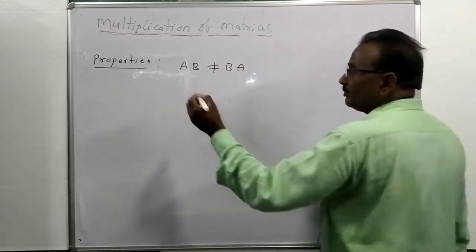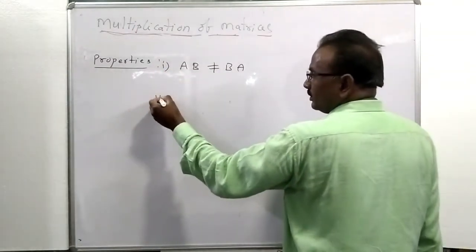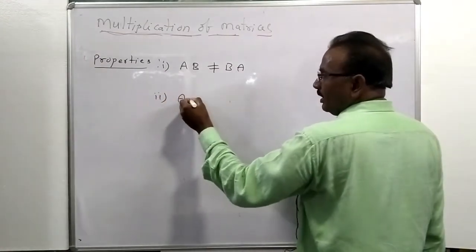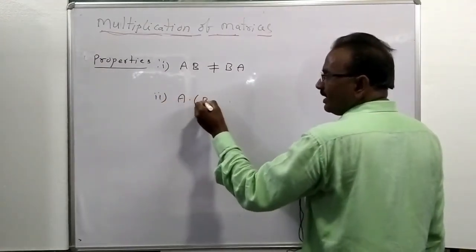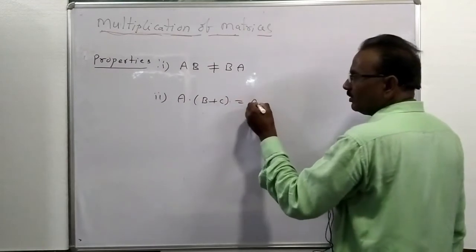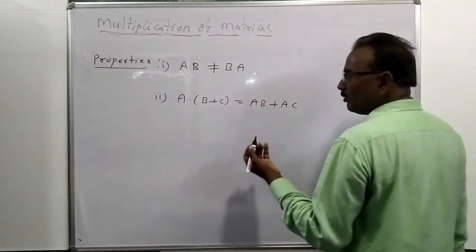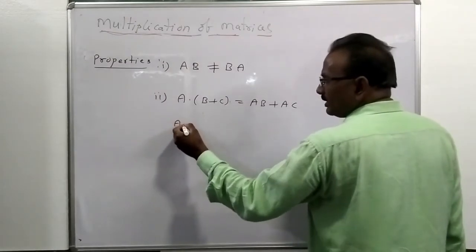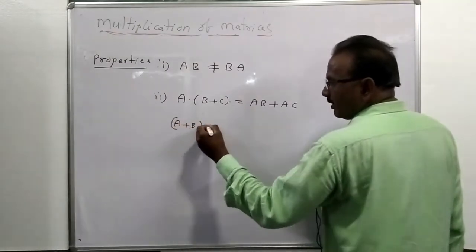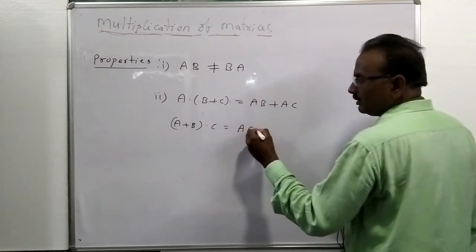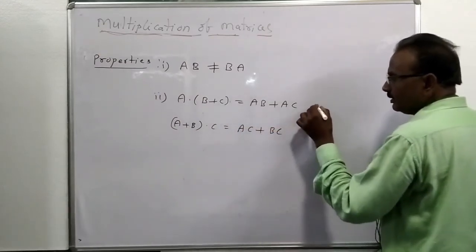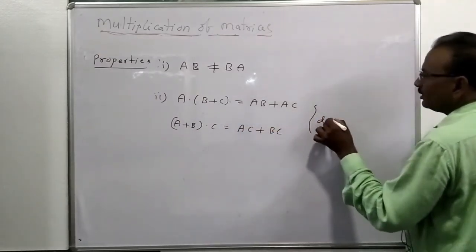So first one, A into (B plus C) is equal to A into B plus A into C. That means the distributive property holds. Or (A plus B) into C is equal to A into C plus B into C. So these two are distributive laws.